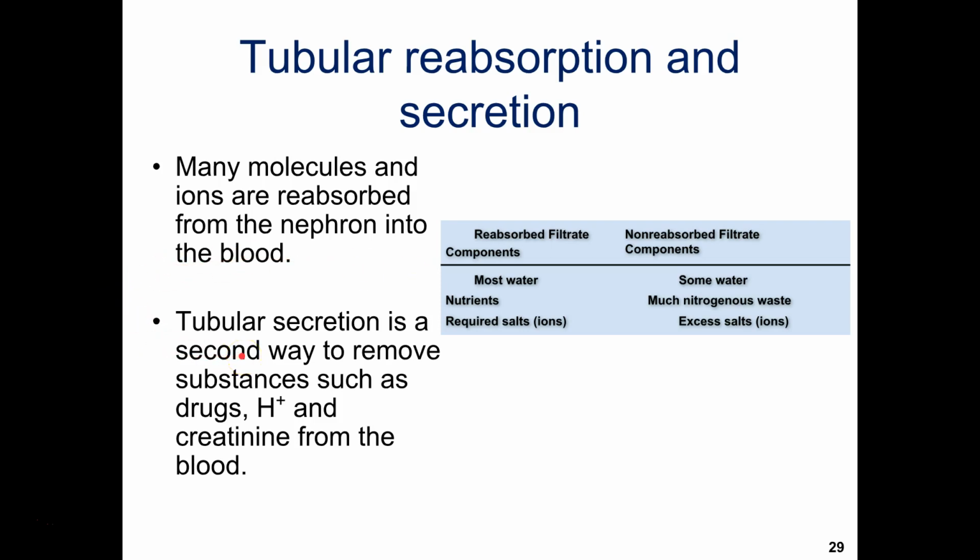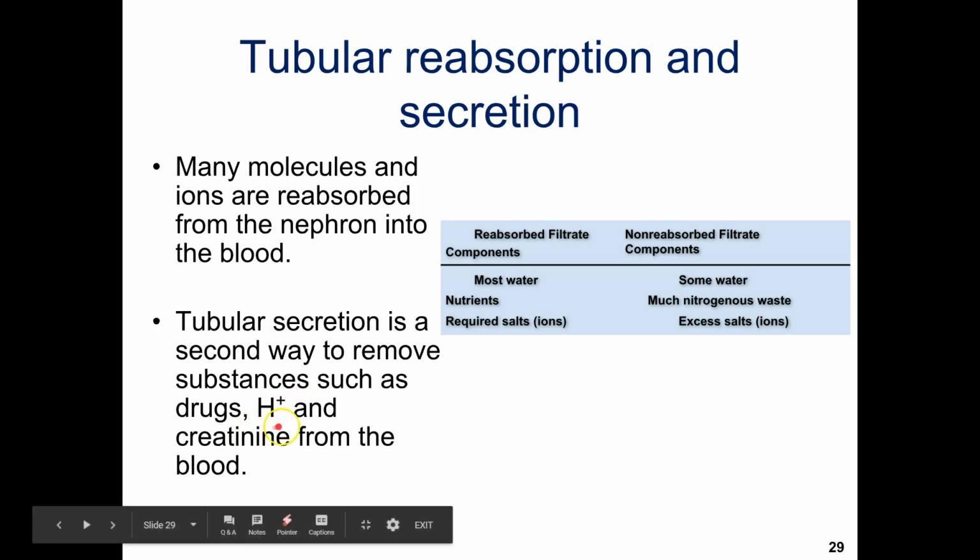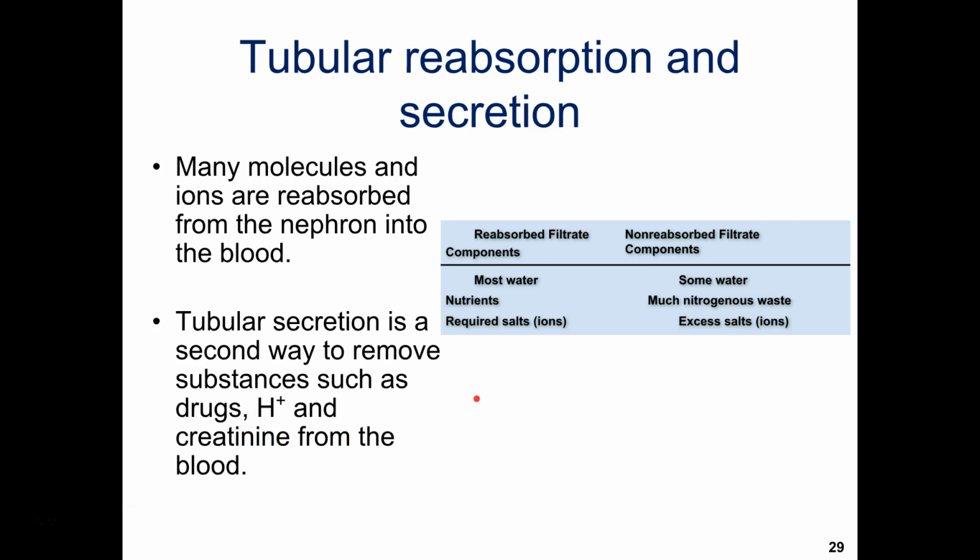So tubular secretion is a second way to remove substances such as drugs, hydrogen ions, and creatinine from the blood. Okay, so there's secretion and reabsorption. Reabsorption is when stuff is going from these convoluted tubules back to the blood, and secretion is when stuff is going from the blood back into these tubules.